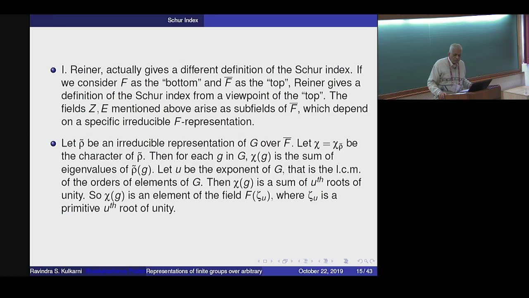Let rho tilde be an irreducible representation of G over F bar, and let chi be its character. Then for g in G, chi(g) is the sum of eigenvalues of rho tilde(g). Let U be the exponent of G, that is the least common multiple of the orders of elements of G. Then chi(g) is the sum of Uth roots of unity. So chi(g) is an element of the field F(zeta_U), where zeta_U is a primitive Uth root of unity. And so this is an abelian extension of F.